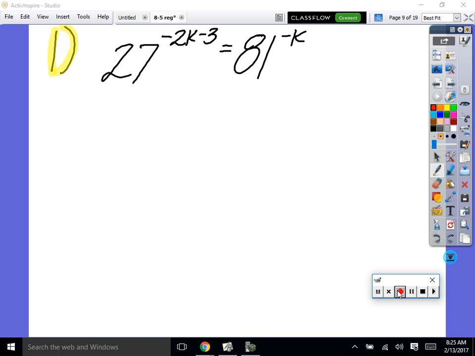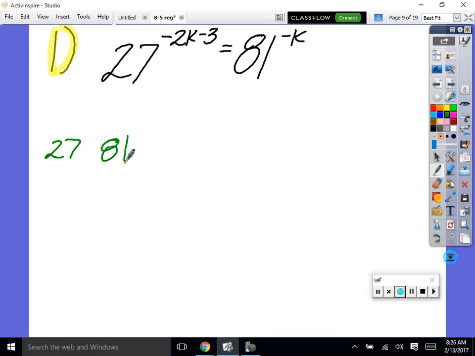So here's the thing. We can't undo the base. Well, let's see. I wonder if we could. Anyways, there's multiple ways we could solve this. But here's the easiest way. Since they're different bases, we could get these in the same base. So focusing on base 27 and base 81, how could we get those in the same base?